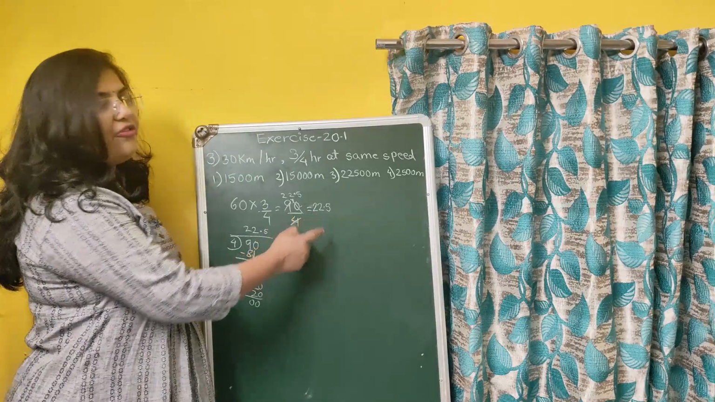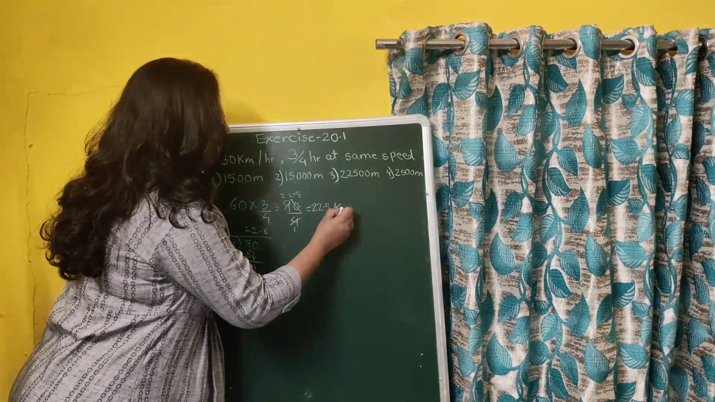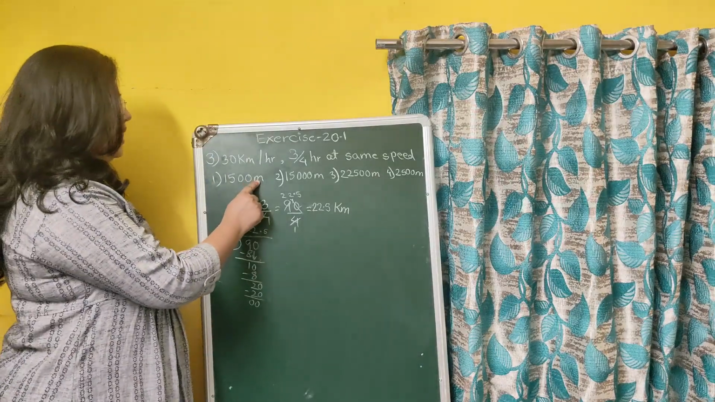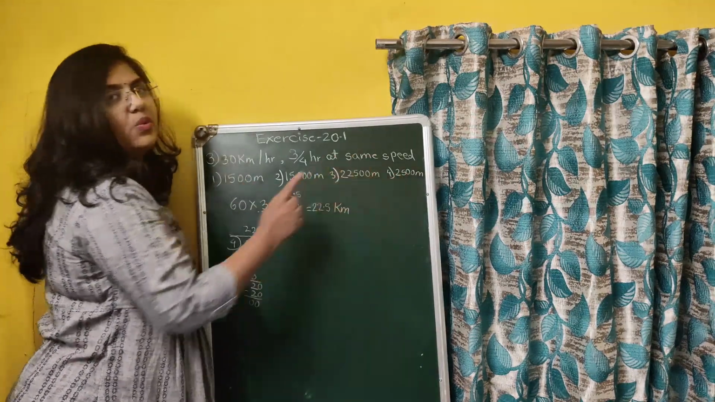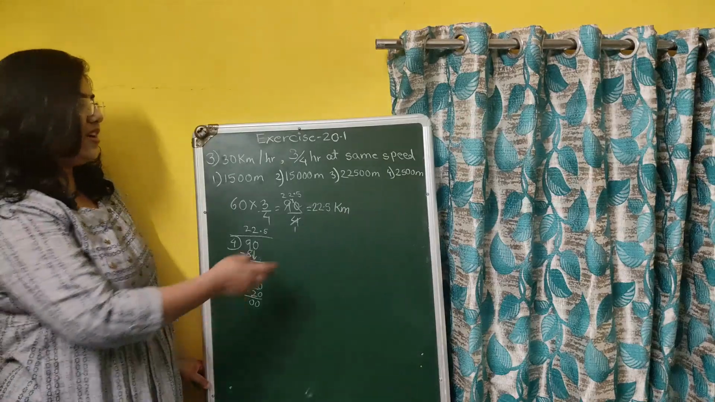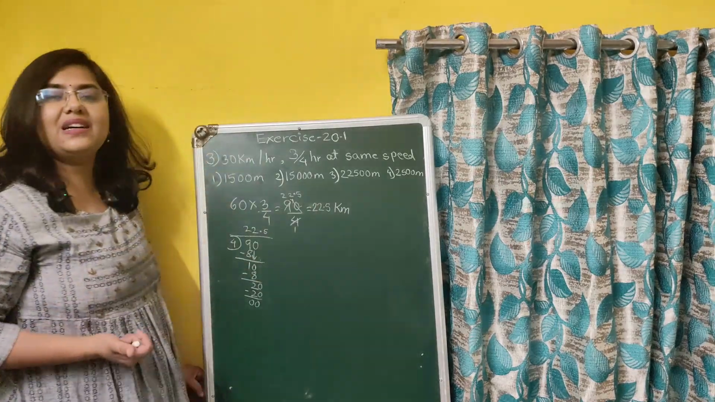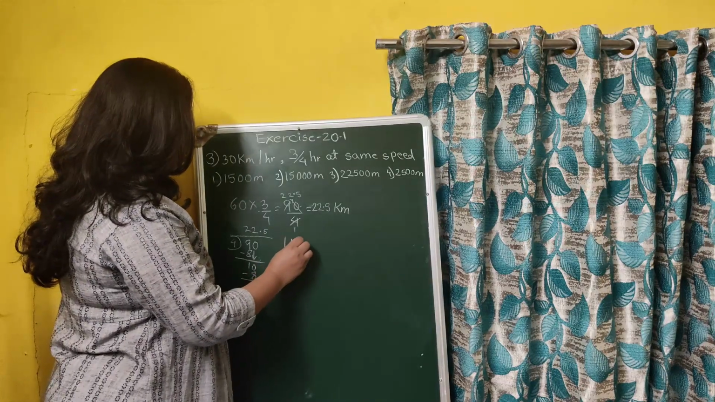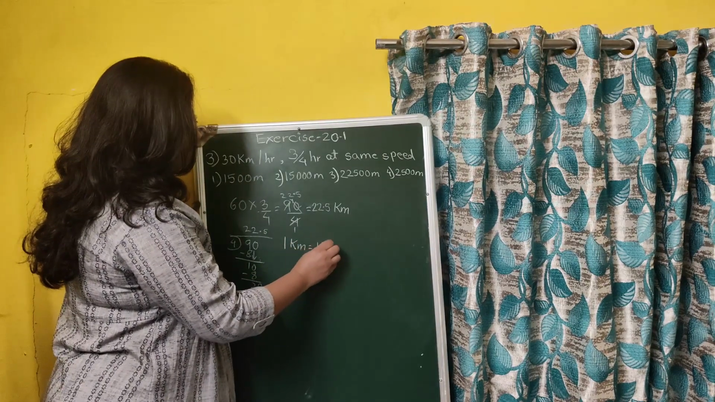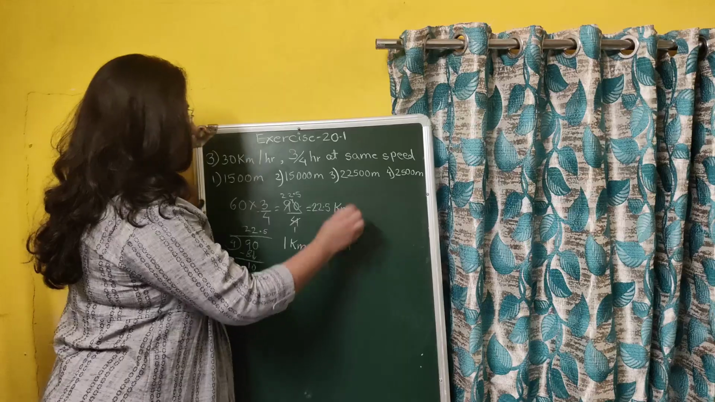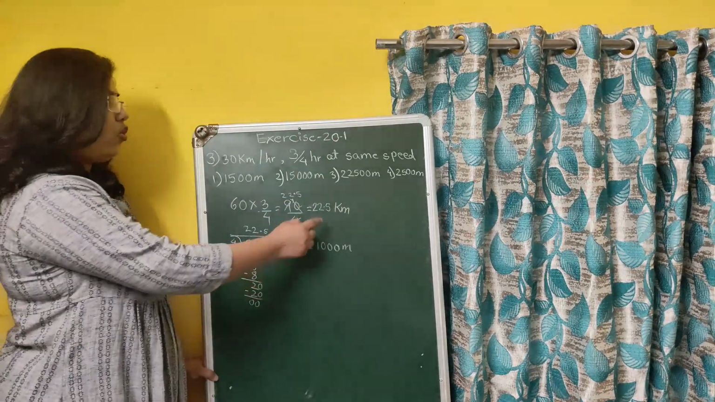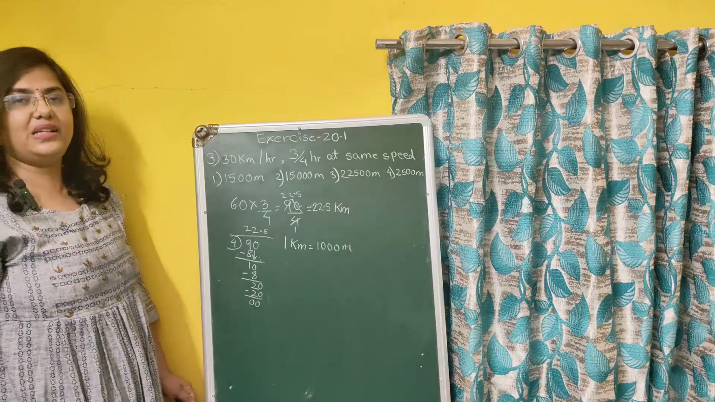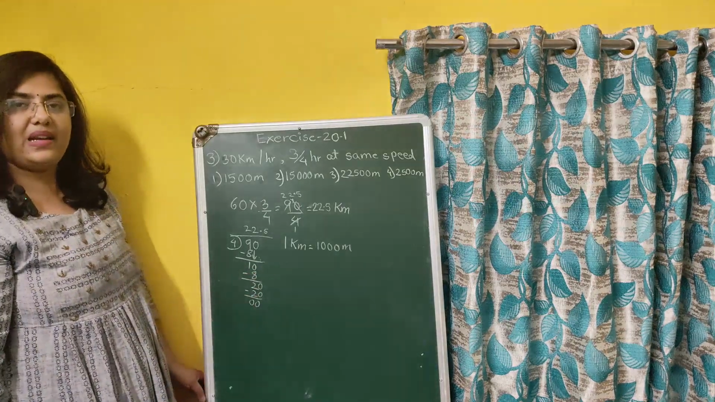This 22.5 is in kilometers. We don't want it in kilometers. We want it in meters. So what we can do is convert this kilometers into meters. Let us see how to do it. Understand, 1 kilometer is 1000 meters. So we have to convert 22.5 kilometers into meters. That means we have to multiply by 1000. Let us see.